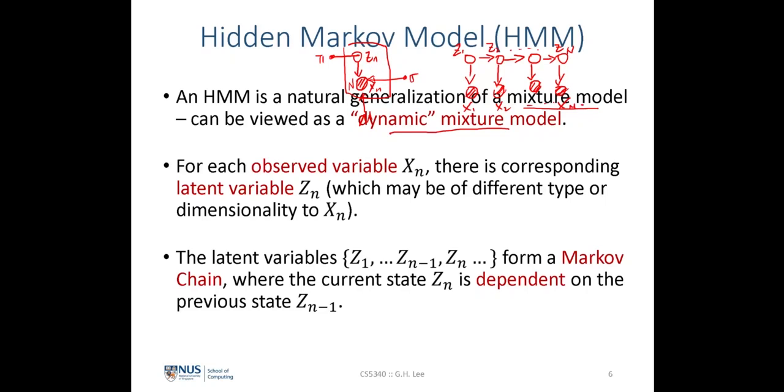Here we can also say that this linear chain formed by our latent random variables is also called a Markov chain. In this case, the current time step of the latent random variable is dependent on only the previous time step. This means that Zn is only dependent on Zn minus 1. We'll call this a first order Markov chain.